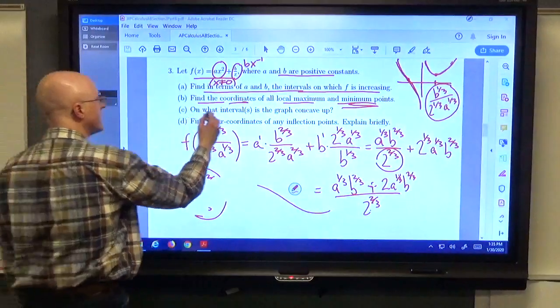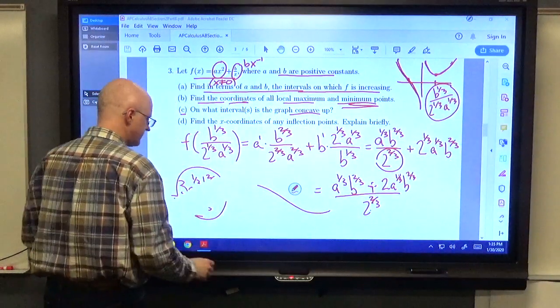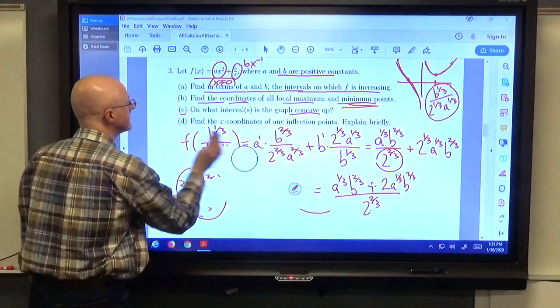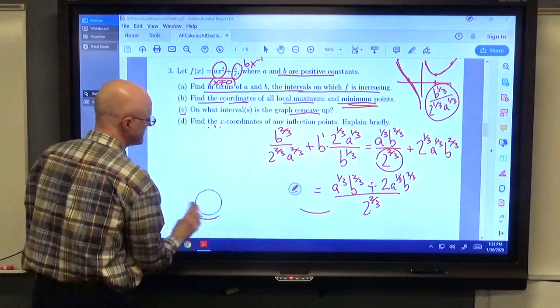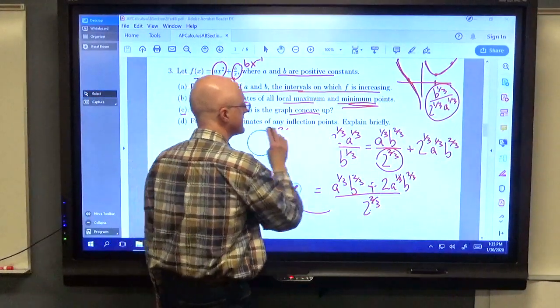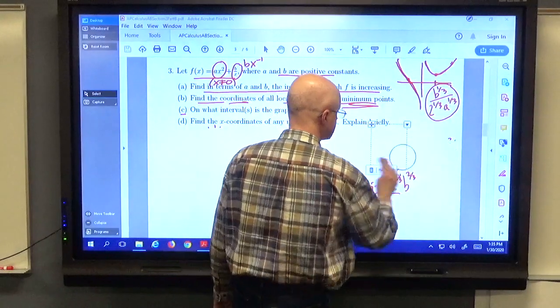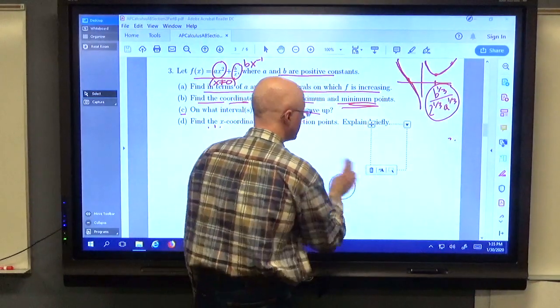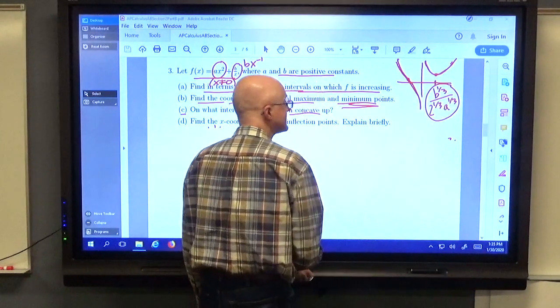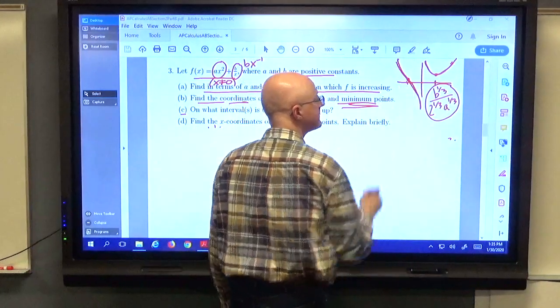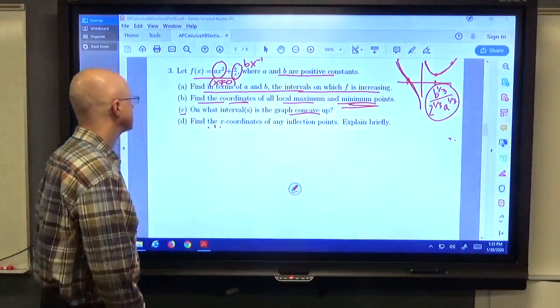And in fact, in part C, I will need the second derivative to find where the function is concave up. You can see from the picture, it looks like it's concave up certainly when x is positive, but also perhaps when x is less than some point here, where the inflection point is.